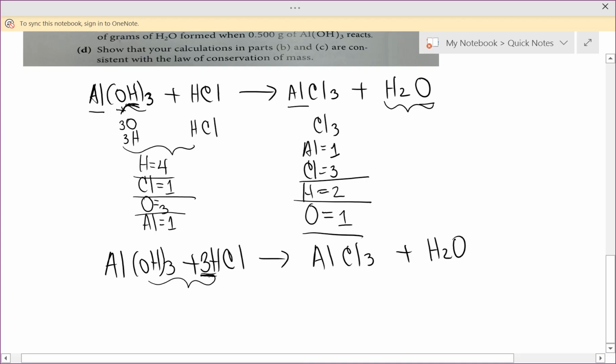to do the same in the case of the products. So we put the same value on here. 3 times 2, that's 6. So we have the same amount of hydrogens in this case for the reactants and the products. Let's see for the chlorines. We have 3 chlorines on here, we have 3 chlorines on here, 1 aluminum atom in here, 1 aluminum atom on this side. So that means that our equation is balanced already.